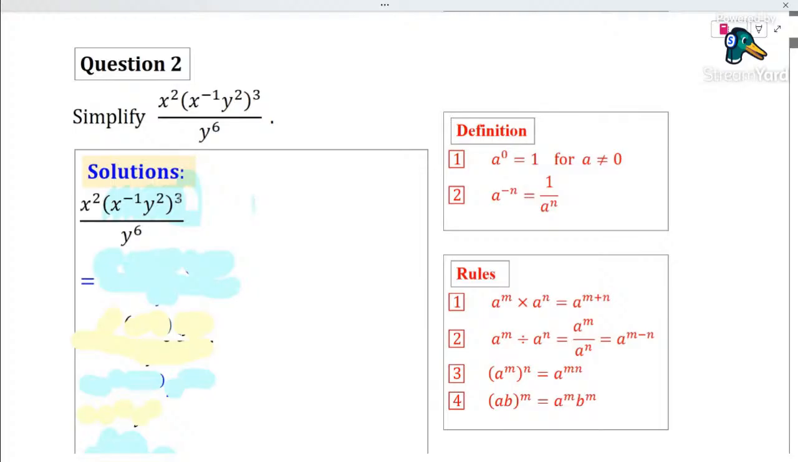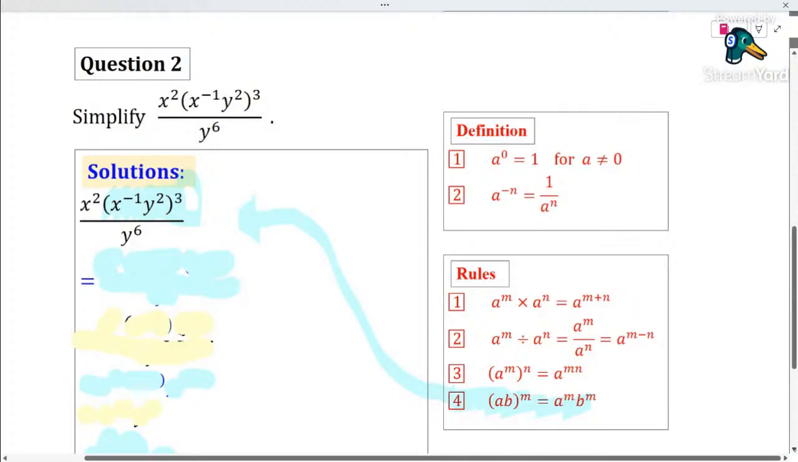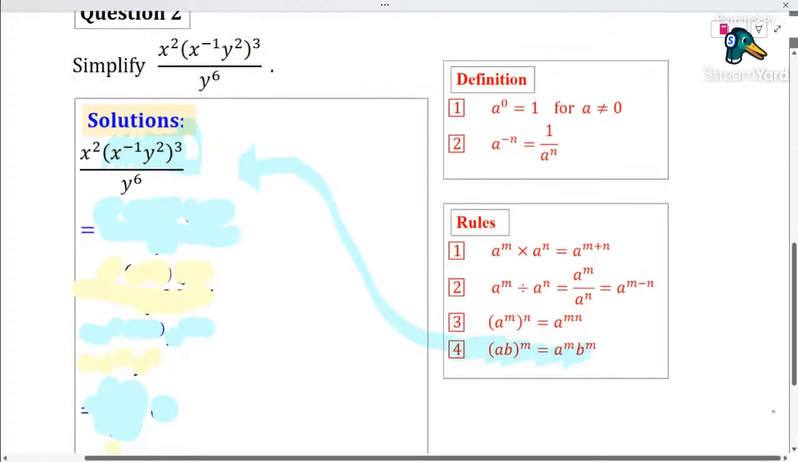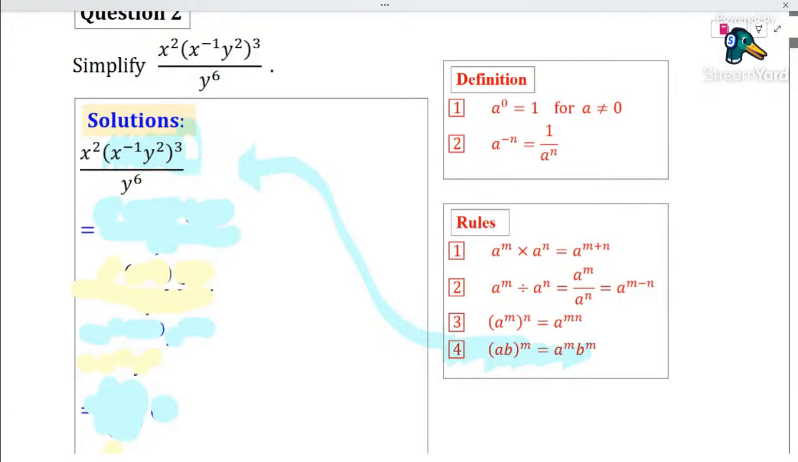Okay, I would like to expand the power of 3 inside the brackets. And how I do so, I'm using this rule number 4 here. So if you have the notes, you will see that I'm using this rule number 4 here. I expand the power into the bracket with 2 terms multiplied with each other.